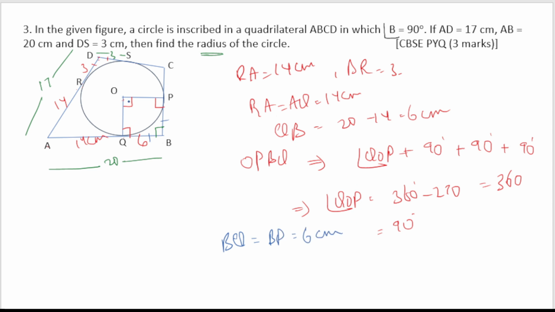And all angles are 90 degrees. What could the quadrilateral be? It is a square. Okay. If it is a square, all sides are equal. Then radius OP is equal to QB. So radius is equal to 6 centimeters.